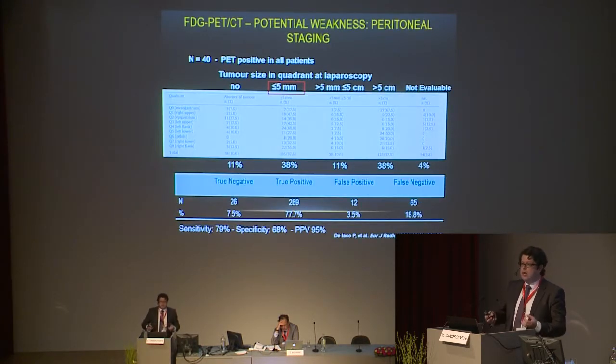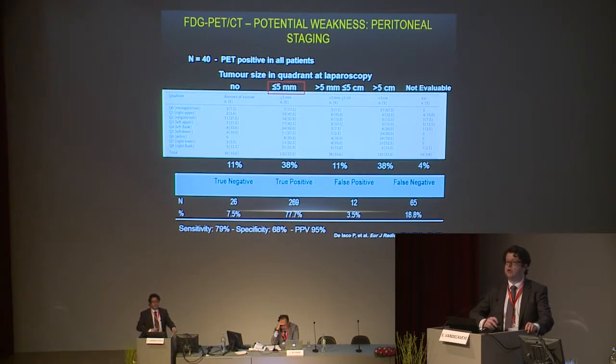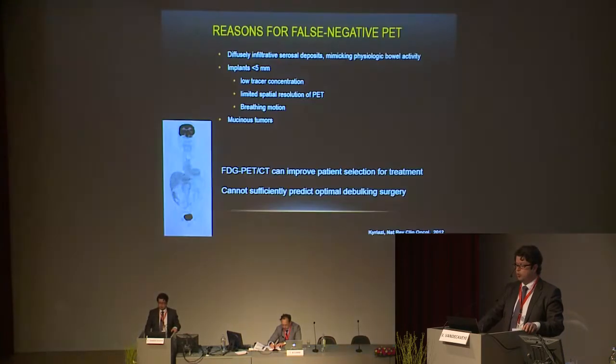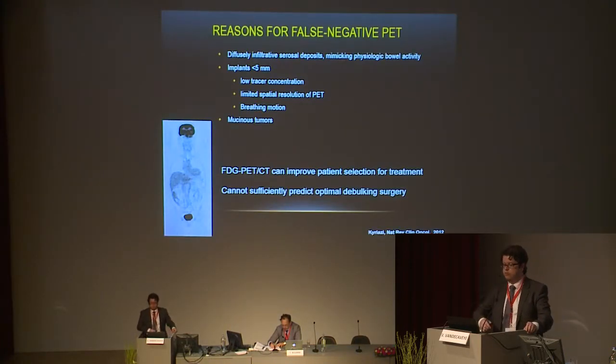What is a potential weakness of the PET-CT? Well, that's for peritoneal staging. We get in general a sensitivity of around 79% and a specificity of 68%, which is clearly not sufficient to predict peritoneal operability and to assess the complete tumor load. So what are the reasons for a false negative PET? Well, diffusely infiltrative disease spread, which usually does not have a lot of cellular load, so it's difficult to emit sufficient FDG. And it is sometimes difficult to differentiate from physiologic bowel activity.